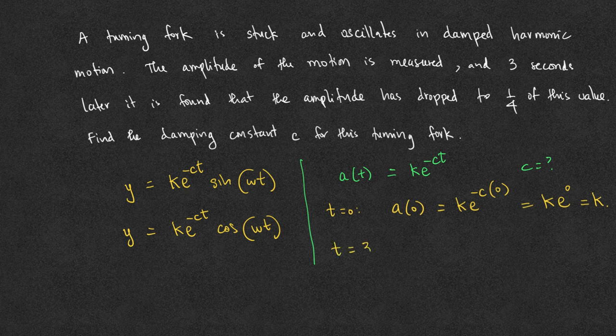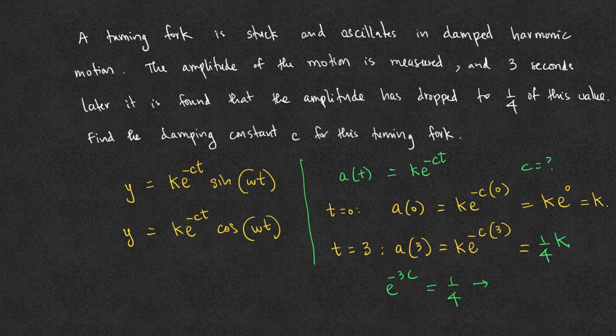After 3 seconds, the amplitude is found to have dropped to 1/4 of this value. We plug 3 into the amplitude function to get k e to the negative c times t, where t is now 3, and this amplitude is now 1/4 of the initial amplitude k. And so k cancels out.